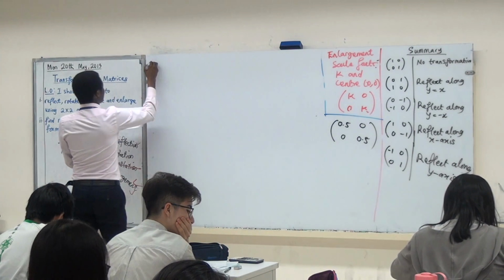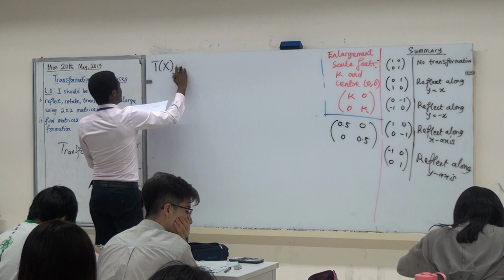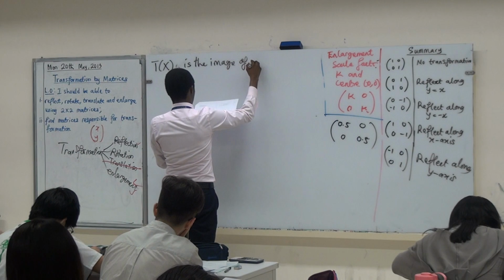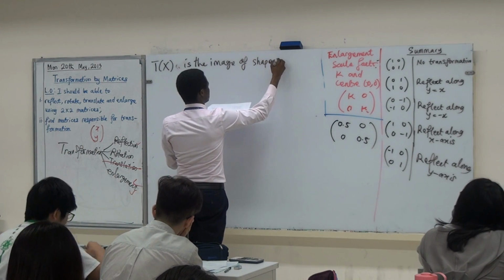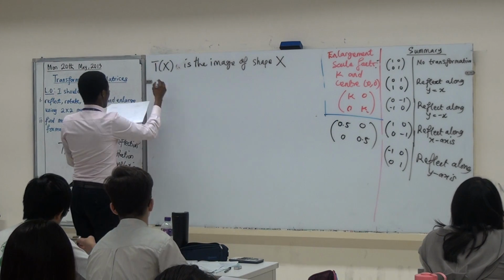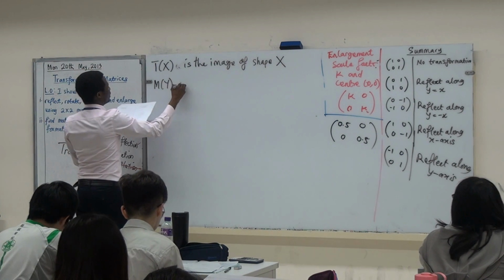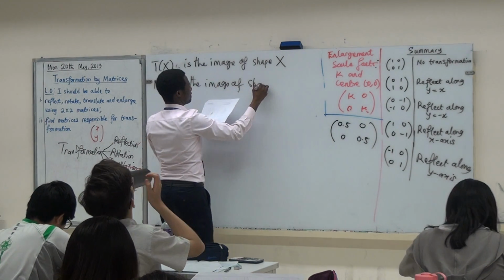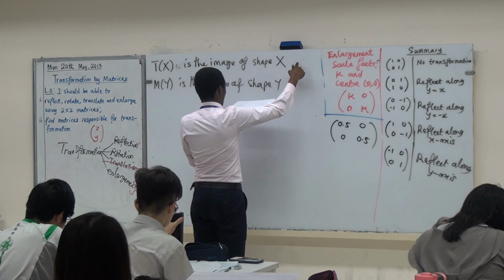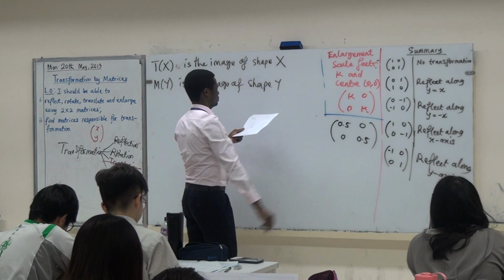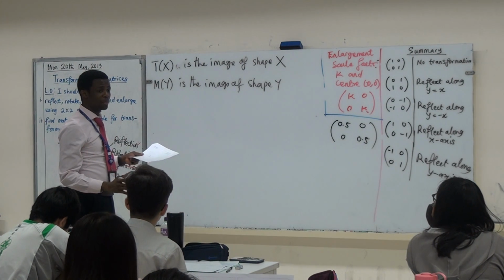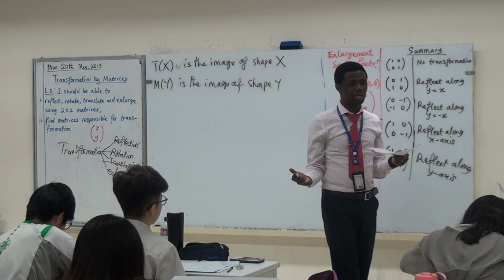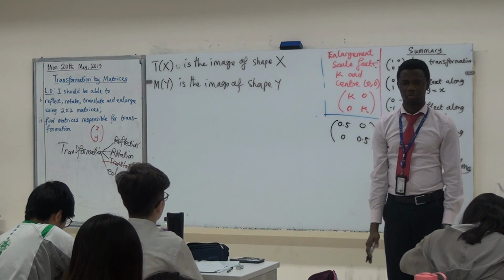So there's a question like this. TX is the image of shape X and MY is the image of shape Y. Of course, this is not the end of the statement. After translation, this is after reflection. Someone is a bit confused and is asking, but in that picture, we do not have shape X or shape Y. We only have shape A. So I'm confused. Who's going to help me?